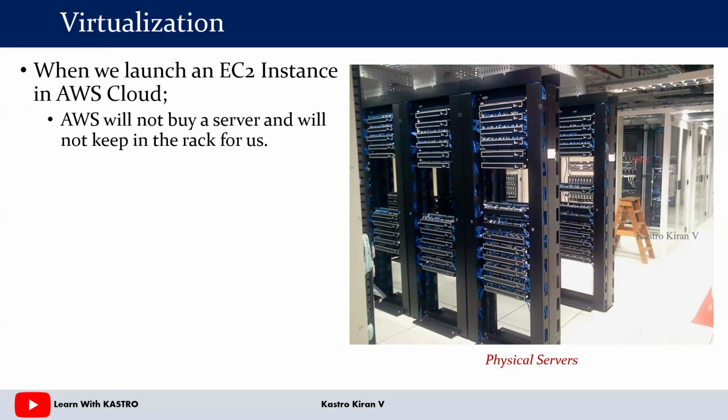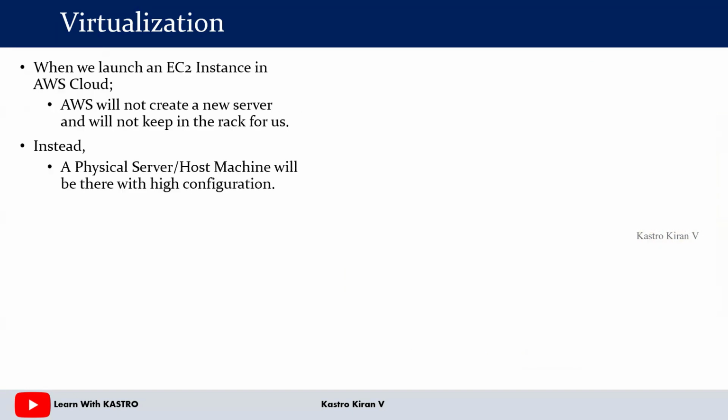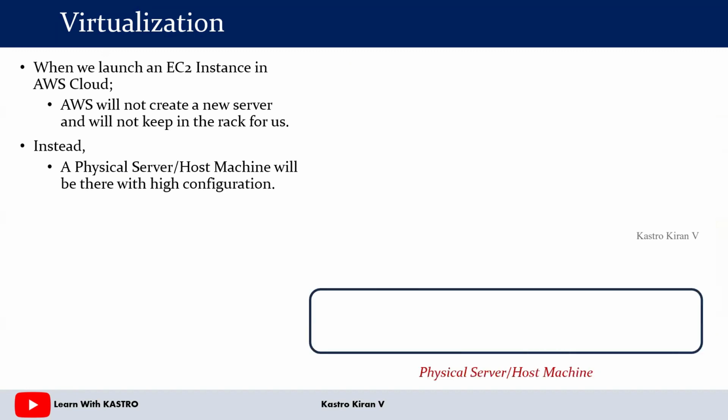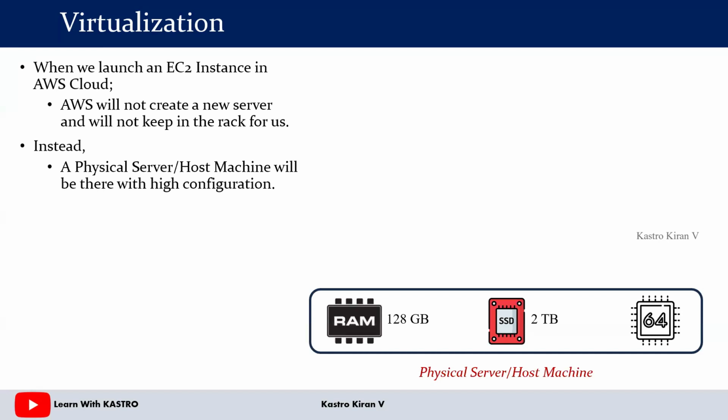Instead, what it will do is it is going to have a physical server. A bare metal physical server will be available with a high configuration possible. Let's say I have my physical server. This physical server is also known as the host machine. Now, this host machine will have some default configuration, which will be taken care of by AWS. Let's say I have a RAM of 128 GB, hard disk of 2 TB. Like this, the physical server will have a certain configuration.